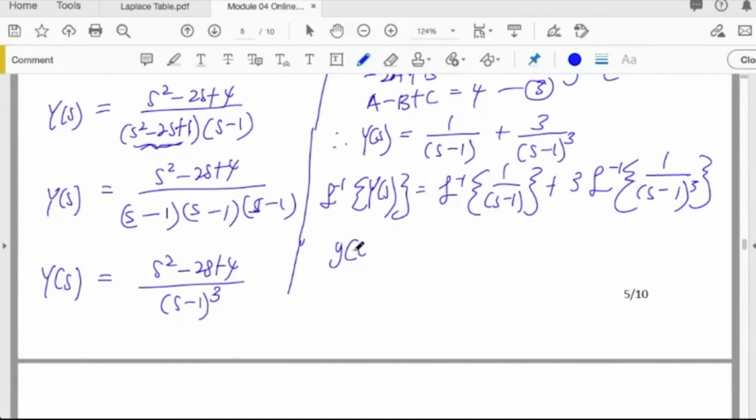Okay, so that one will give you y(t) equal to, so that part gives you e to the power t, plus, okay, 3 over 2 t squared e to the power t. Okay, so you can find out in the Laplace table to find the inverse transformations.